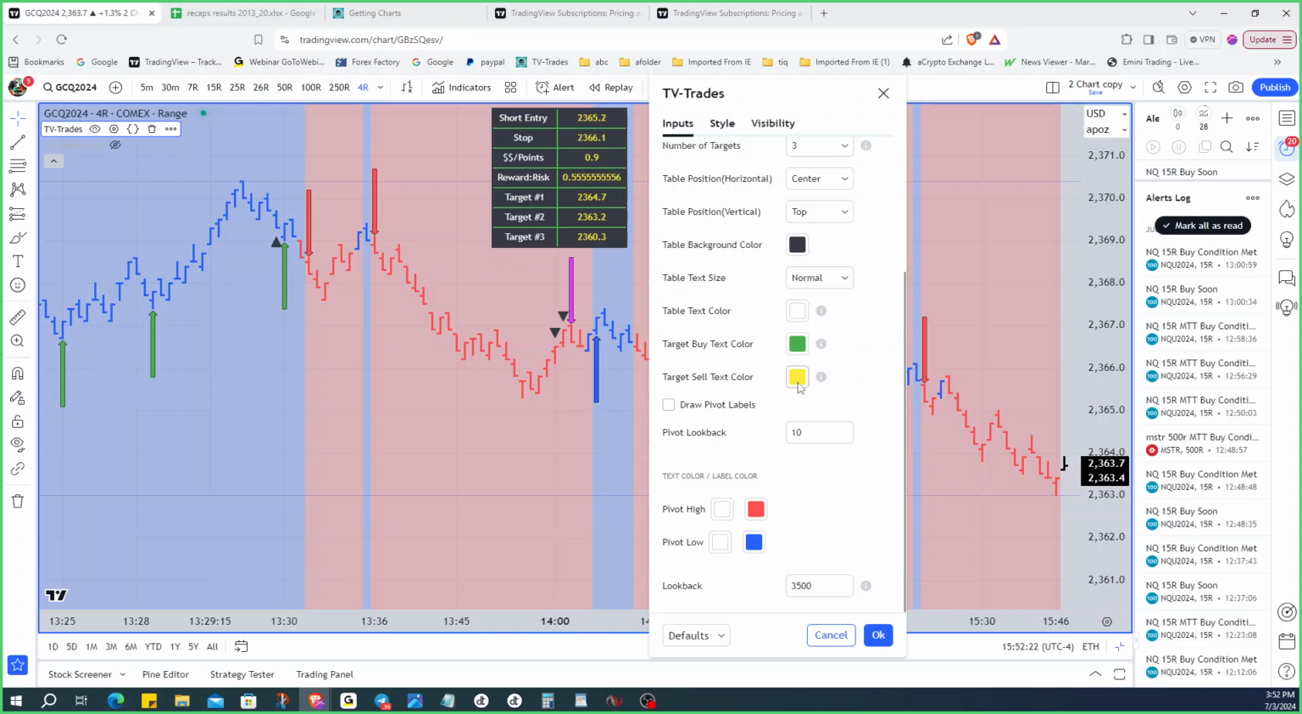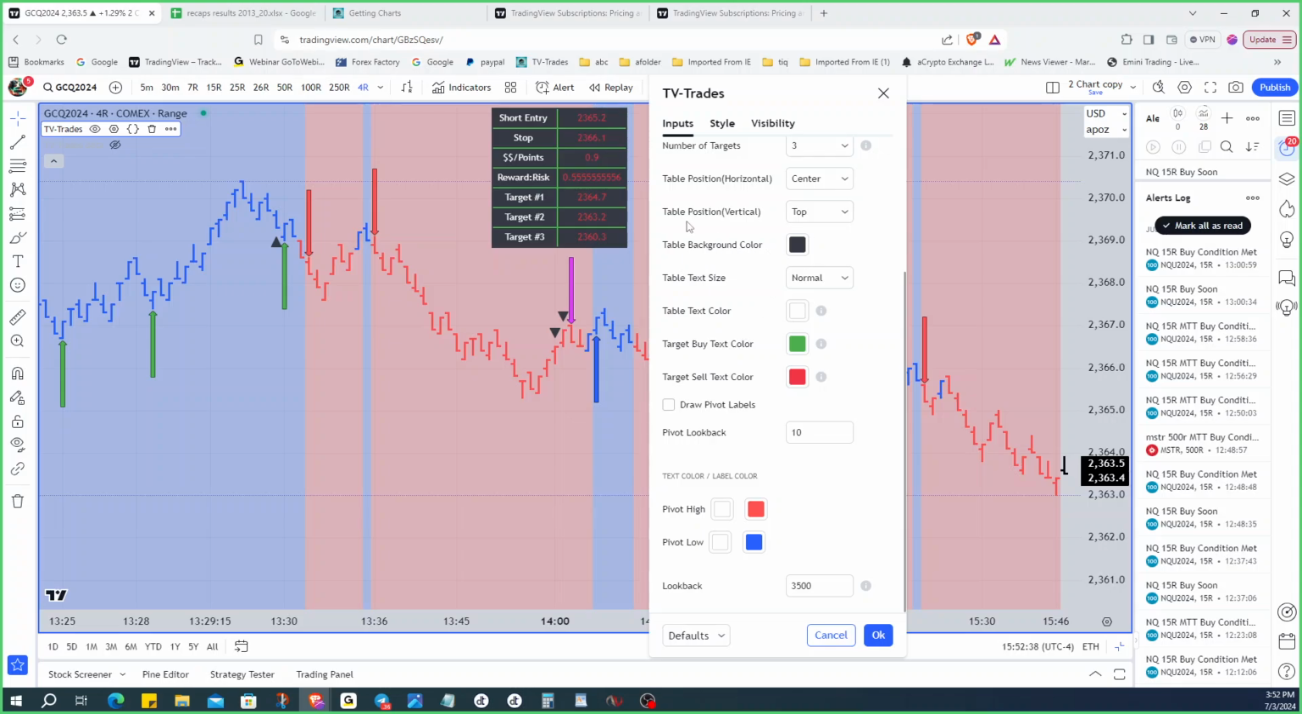But these are just my default numbers here. Okay. You can draw the pivots if you want to. These are the colors of the pivots. If you do draw the pivots, these are the colors that the pivots are going to be when they come out. You can change those around if you want to, depending on what your background color is.